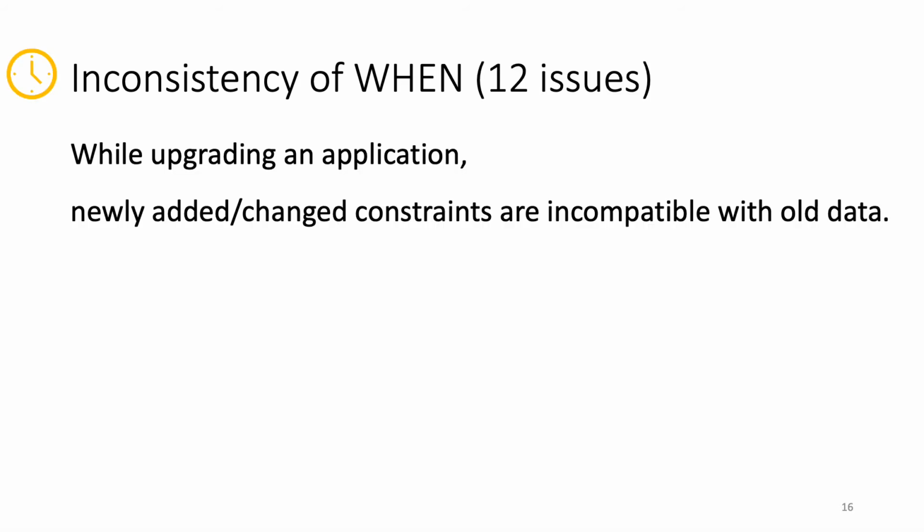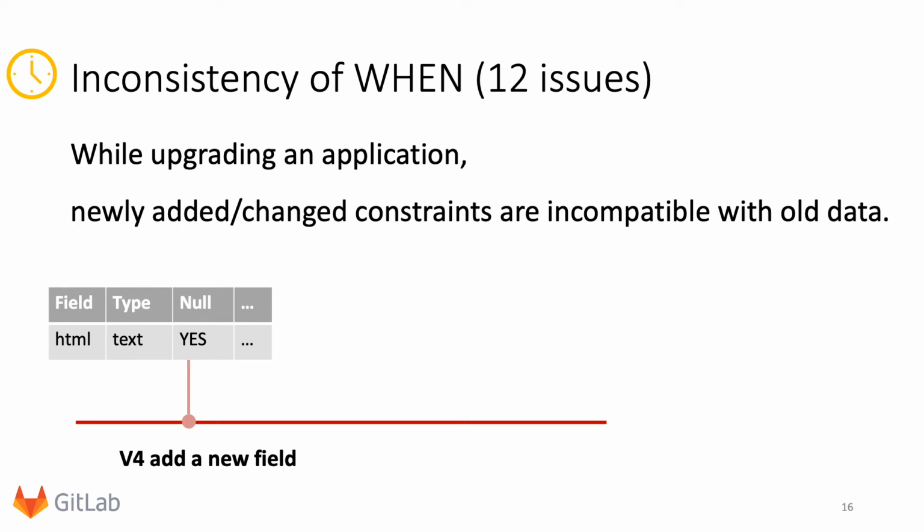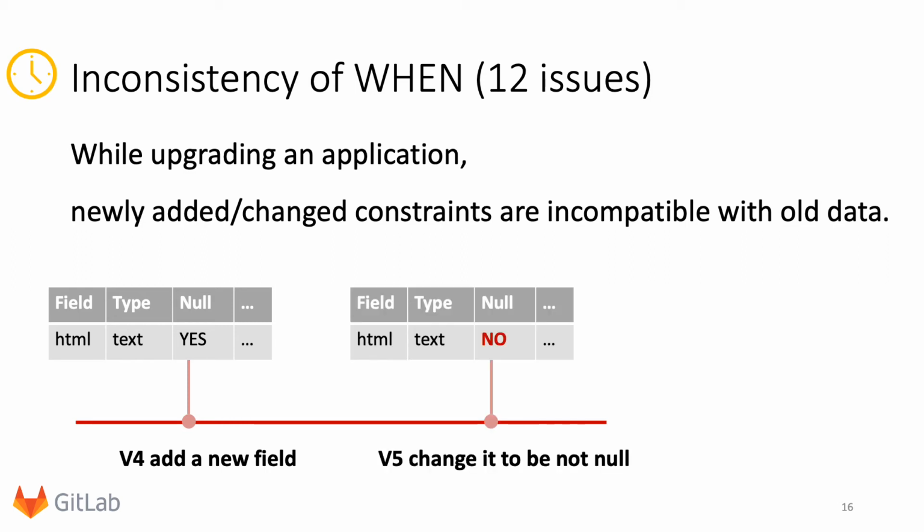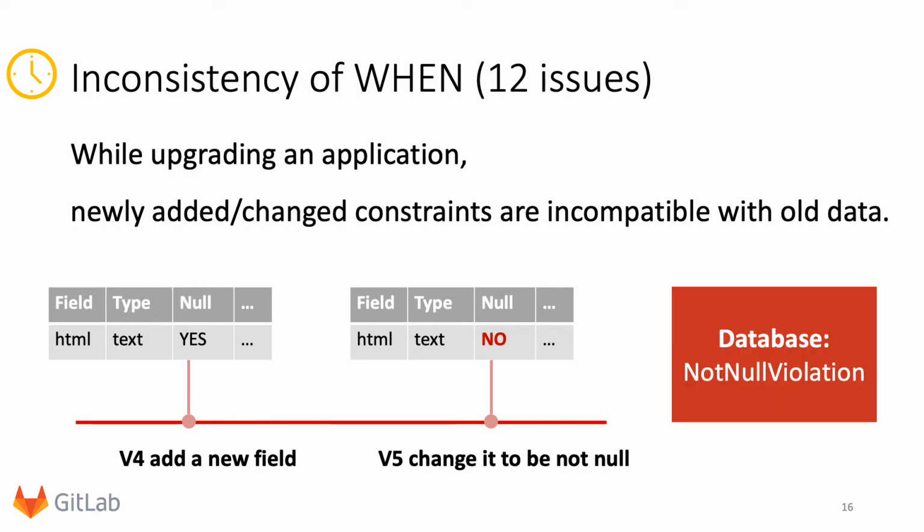Inconsistency of when issues happen. While upgrading an application, the newly added or changed constraints are incompatible with old data. For example, in GitLab, version 4 has created a new field named HTML, which allows the null value. However, in the new version, it changed to not allow null value. As a result, during the upgrade, a migration will fail, since the null value records created between 4 and 5 will fail the not null constraint.